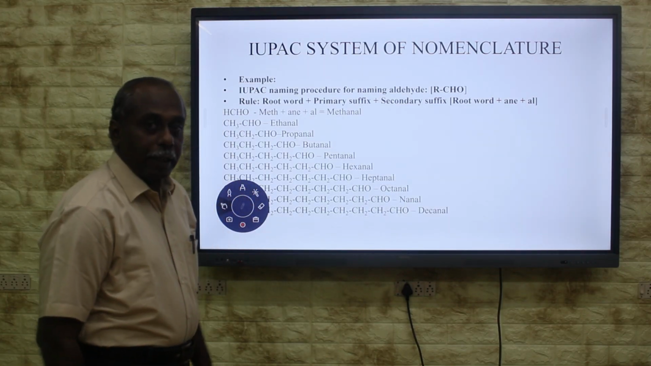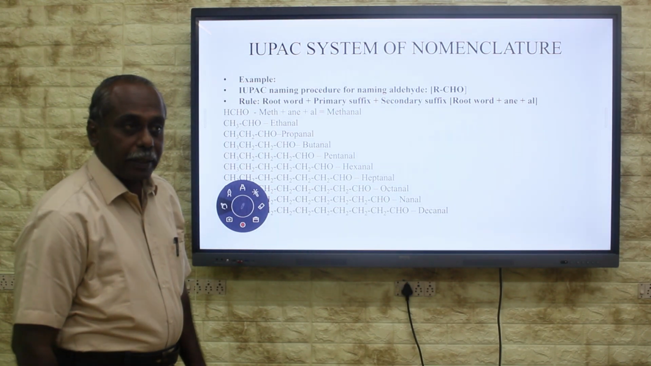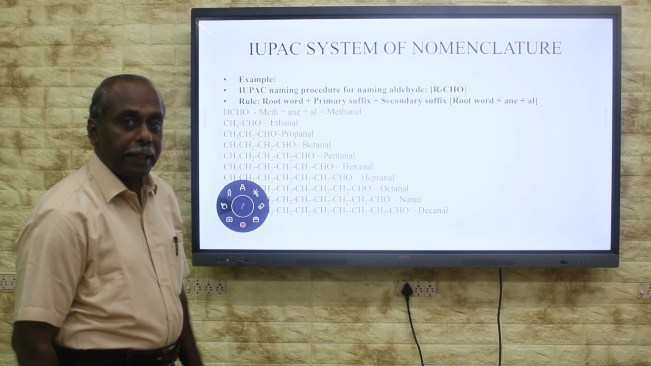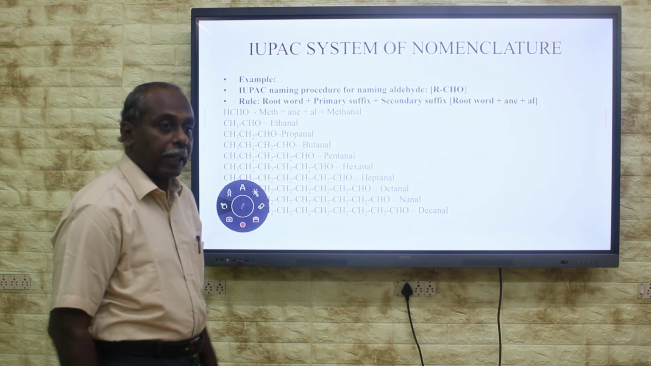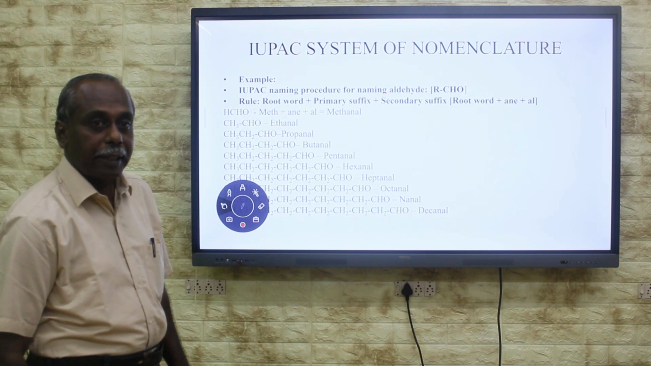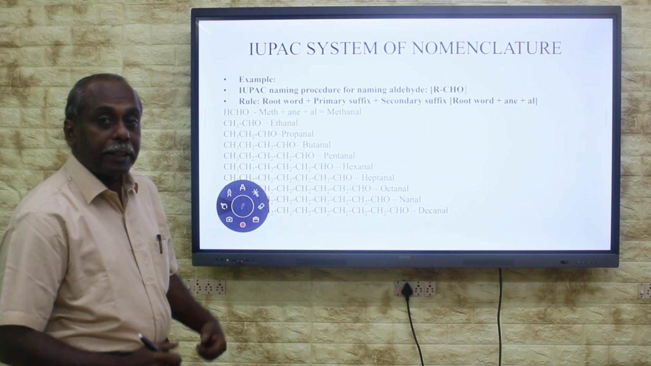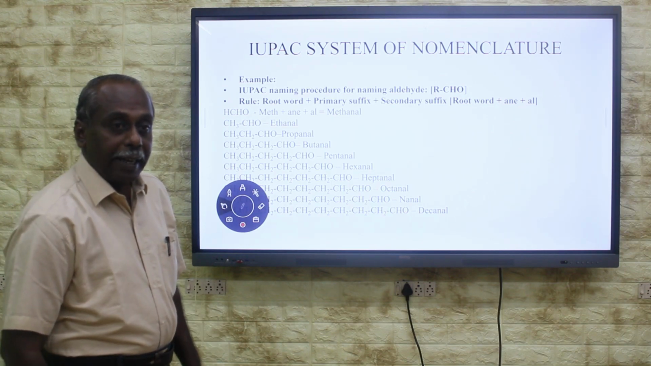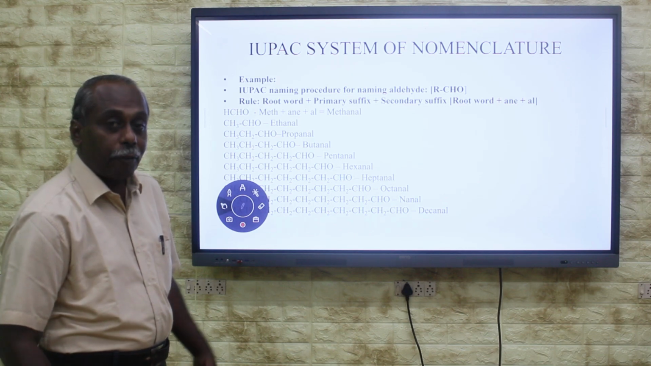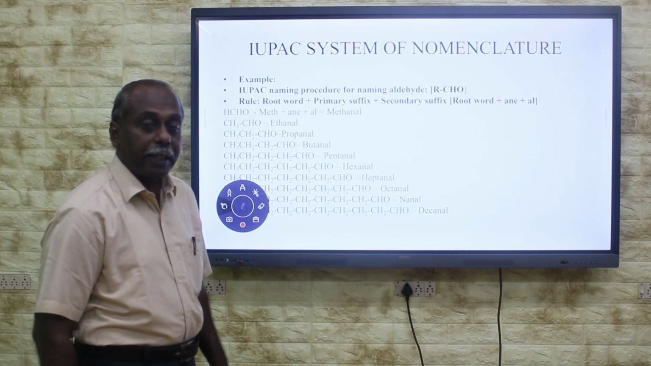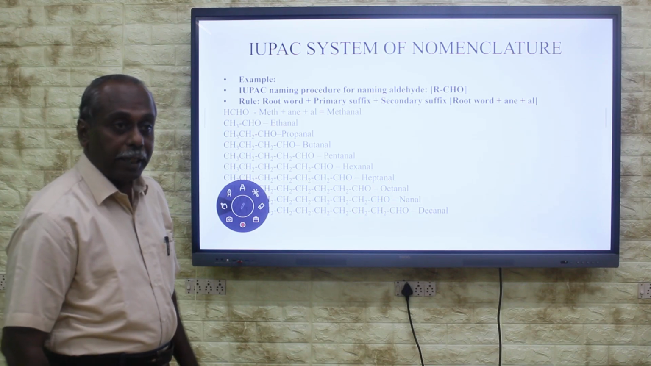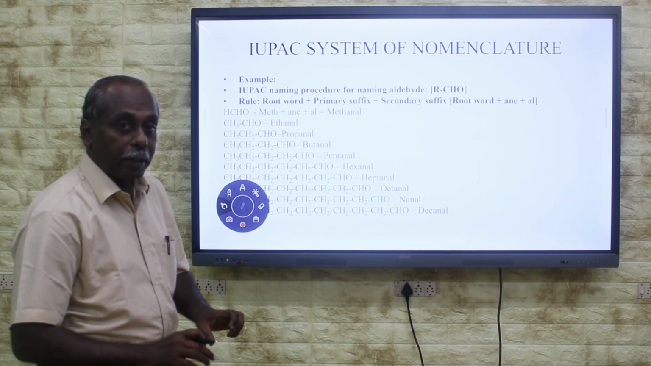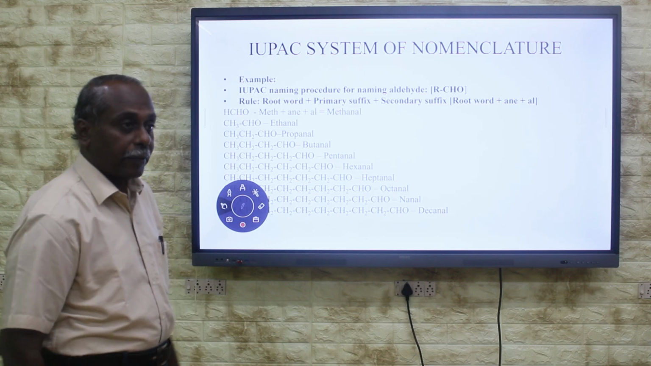Next one is the organic compound having an aldehyde. For the one-carbon aldehyde, in the earlier lecture we have learned the trivial name. That aldehyde is obtained from formic acid. Therefore the trivial name of this aldehyde is formaldehyde. Here we follow the IUPAC nomenclature rule: root word, primary suffix, secondary suffix.